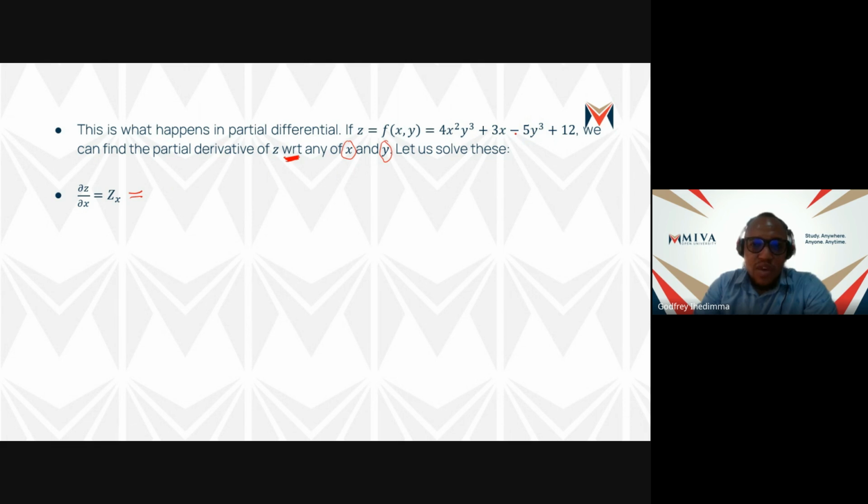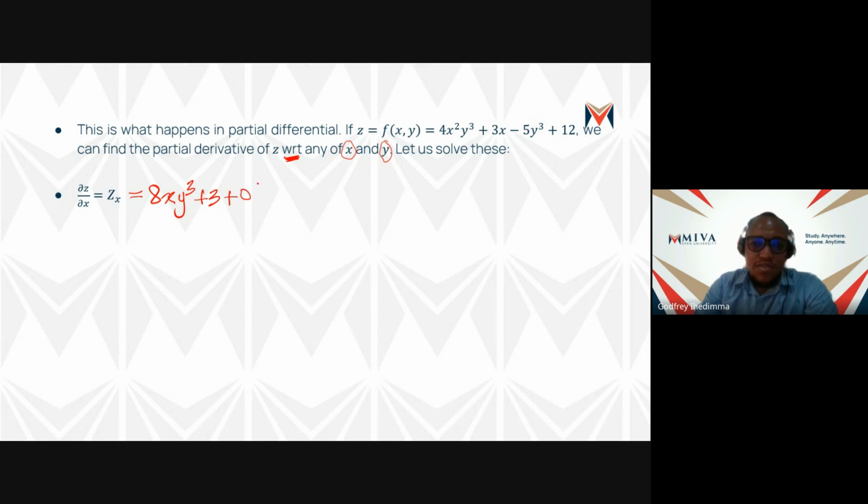Differentiating z with respect to x, 2 times 4 gives us 8. Then we subtract 1 from 2, and that gives us 8x. But then the husband will not leave the wife, right? We said that before. So we have y raised to the power 3. This is because x and y are already in a relationship. They are already interactive. Now, the next term has an x. If we differentiate 3x, we would have just 3. But then look at y. y is standing alone. If we differentiate here, we cannot find x here. So it means that x cannot make a contribution where it does not exist. So the differential here is 0.